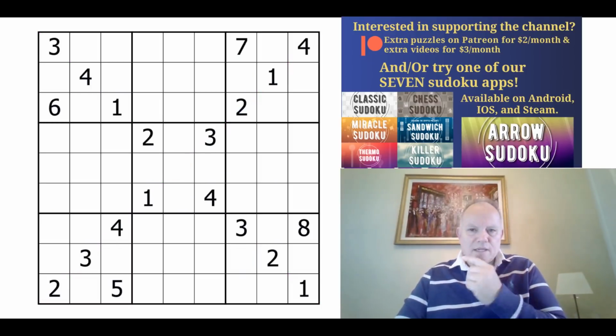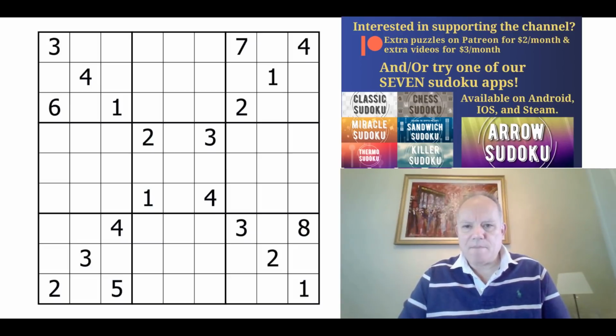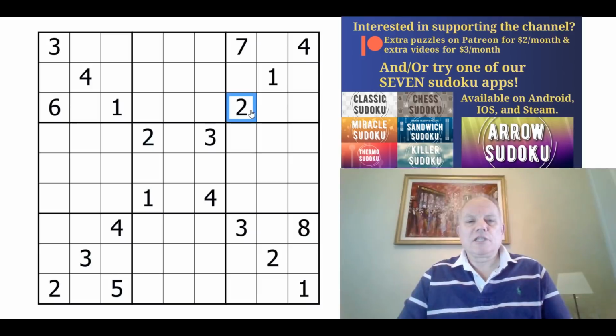The second puzzle, called Tilted Windmills. Philip always gives his puzzles a name. This is an anti-knight puzzle, basically. So digits and knights move apart. Those 2 couldn't be 2s because that would break the anti-knight rule. You do need to know a chess knight's move for that. Obviously, normal Sudoku rules apply.